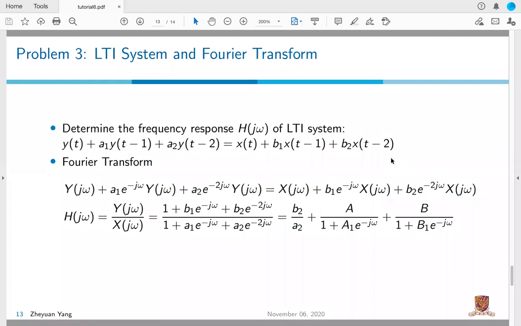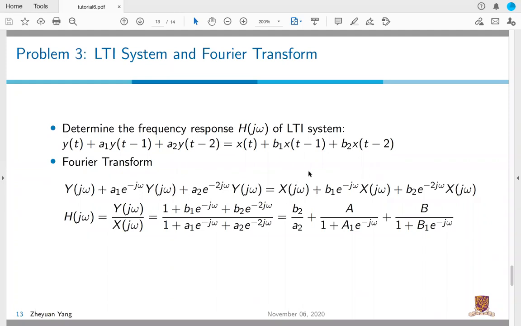So we do the Fourier transform of both sides. We also need to use the linear property as well as the shift property of the Fourier transform. And then for the left hand side, it will be equal to Y(j omega) plus a1. Since we shift it by 1 unit, we need to use e to the power minus j omega times Y(j omega). When we shift it by 2 units, we need to multiply by e to the power minus 2j omega.